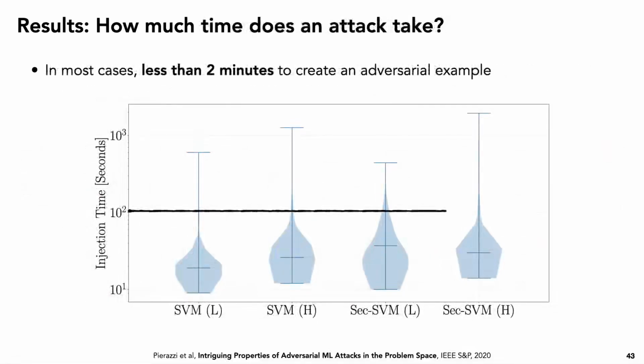In terms of time taken, in most cases it takes less than 2 minutes to create an adversarial example, and in total we're able to generate around 15,000 adversarial apps which show that these kinds of problem space attacks are a realistic and scalable threat.